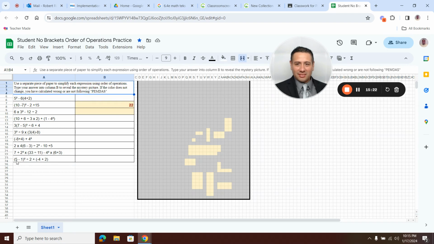The next one, 5 minus 1 to the second power divided by 2 plus negative 4 plus 2. So you know that this is going to be a rule. Anytime that you have minuses and negatives, we need rules. Okay?